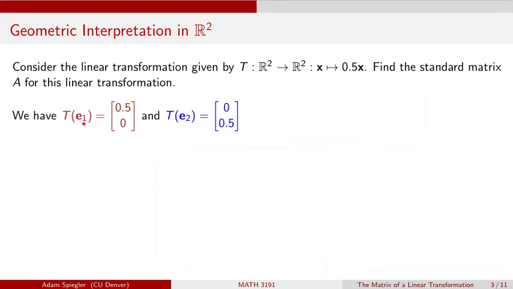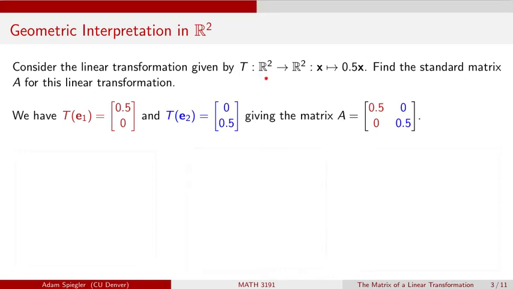So now that I know where e1 goes and I know where e2 goes, that's all we need to come up with the matrix A. So the first column of A is going to be the image of e1. That's where this comes from. And the second column of A would be the image of e2. And so that's where this second column comes from. So we have what we would call here a diagonal matrix where the values on the diagonal are equal to 1/2. So let's see what this transformation is actually doing in R2.